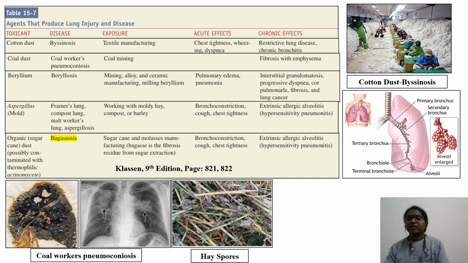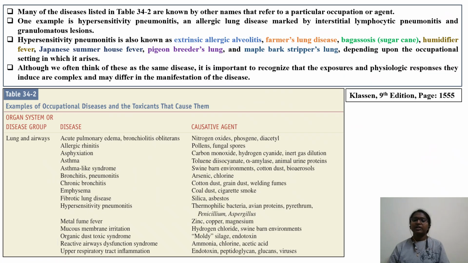Okay, so let's go into another table that we come across, that is table 34.2, which is given on page number 1555 of this Casarett and Doull's 9th edition. Many of the diseases listed in table 34.2 are known by other names. So you also have to remember, from the exam point of view, they will be asking you synonyms, not with the well-known name, but sometimes by the name that refers to a particular occupation or agent.